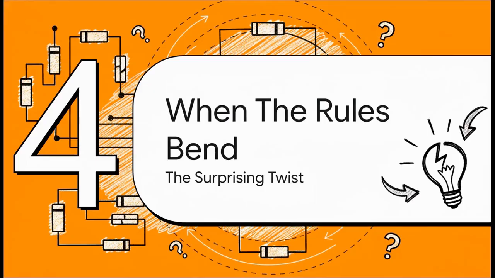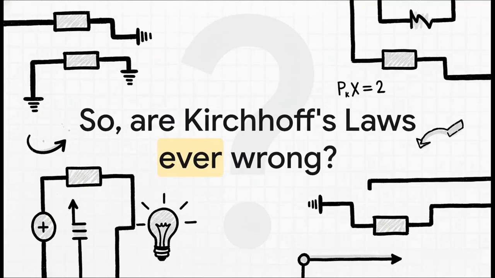Okay, so these laws seem pretty unbreakable, right? They're fundamental. But remember that question we kicked things off with? This is where it gets really interesting. Let's ask it one more time. Are they ever wrong? And the answer is, well, it's kind of yes and no. It's more accurate to say they're an incredibly precise approximation that works perfectly under a specific set of assumptions.